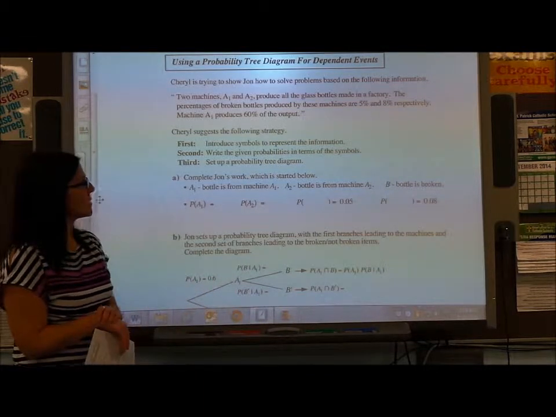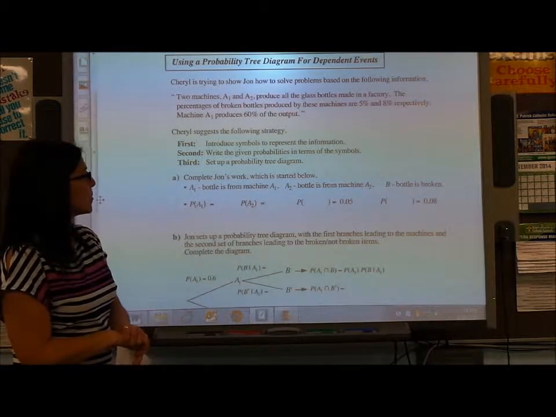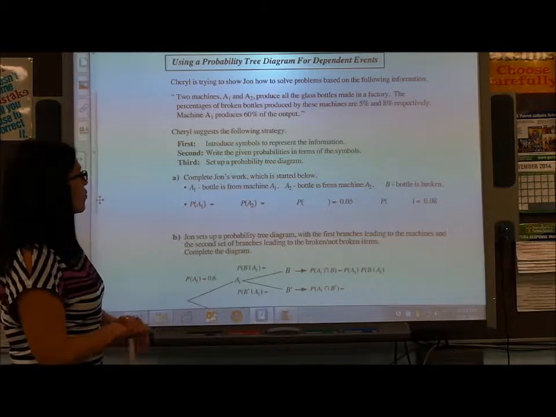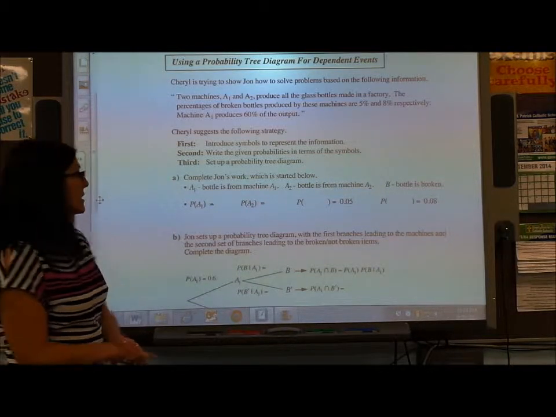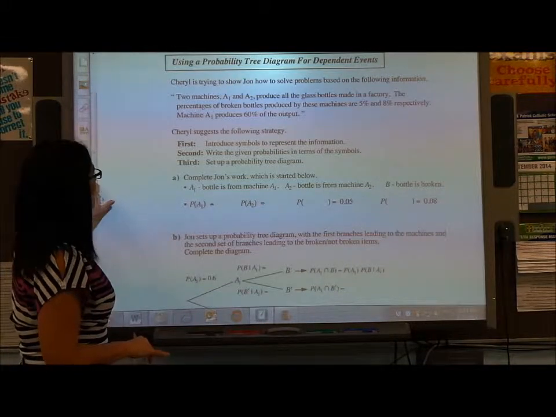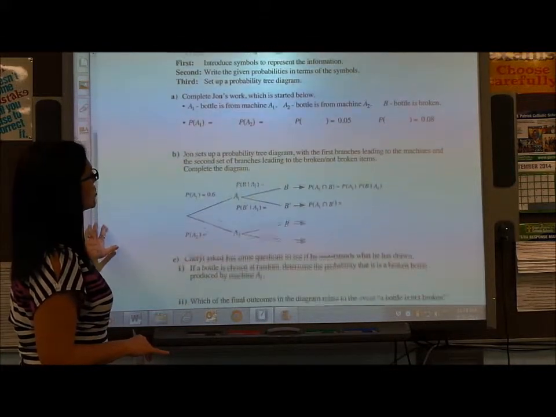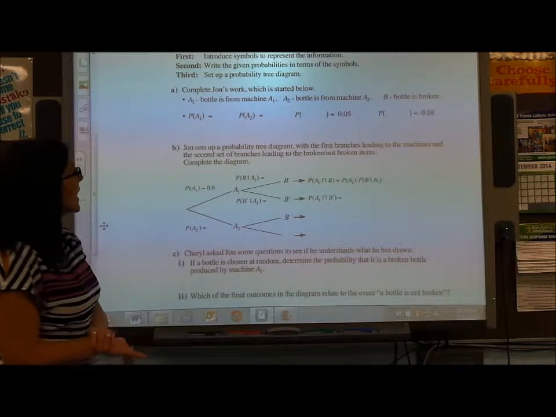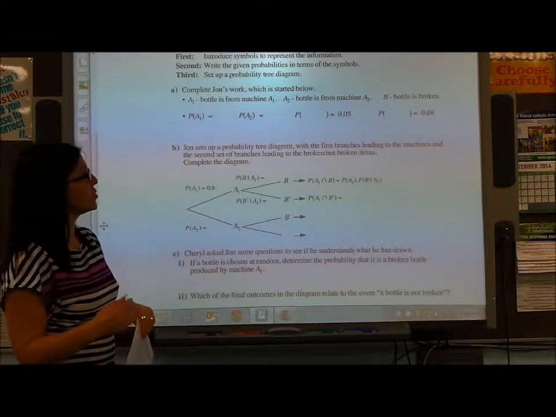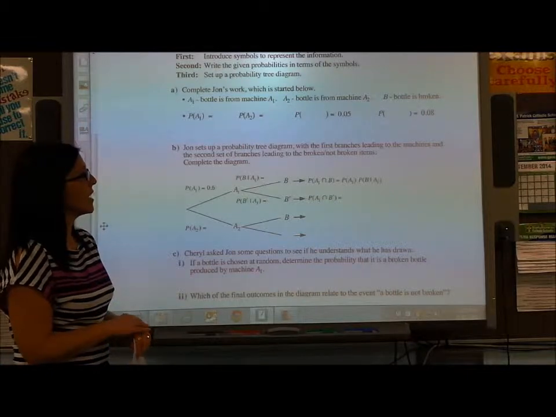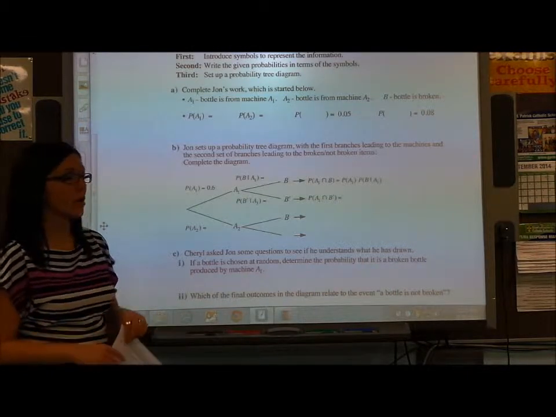Cheryl suggests the following strategy. Introduce symbols to represent the information, write the given probabilities in terms of the symbols, and set up a probability tree diagram. So complete John's work, which is started below. A1 is that the bottle is from machine A1. A2 is that the bottle is from machine A2. And the probability of B is that the bottle is broken.